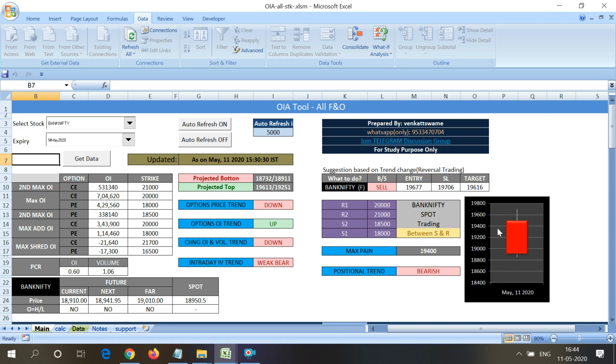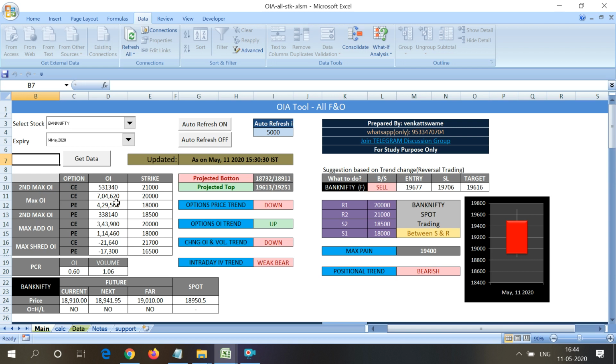Now here it is a chart, meaning candles of the particular stock which we have selected. Here we have selected Bank Nifty. So Bank Nifty, here it is. Okay, then we will start from here.